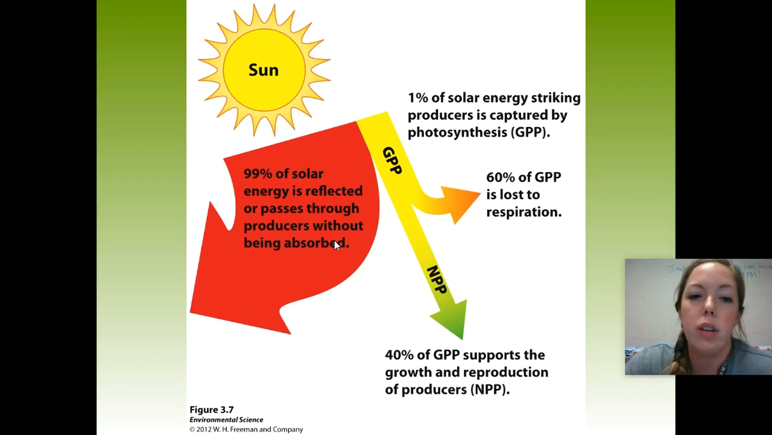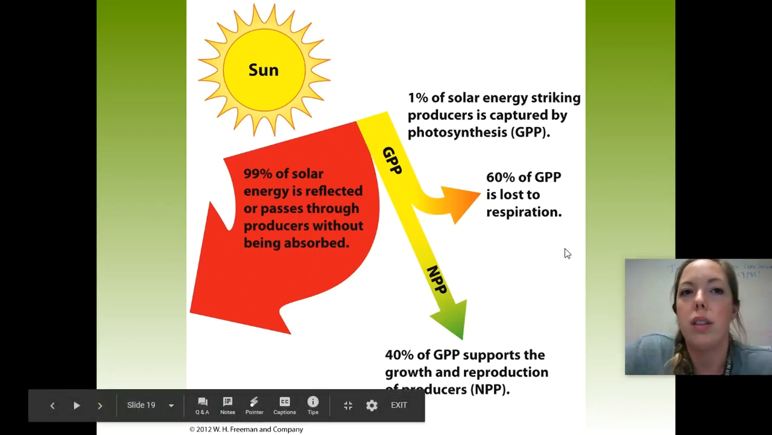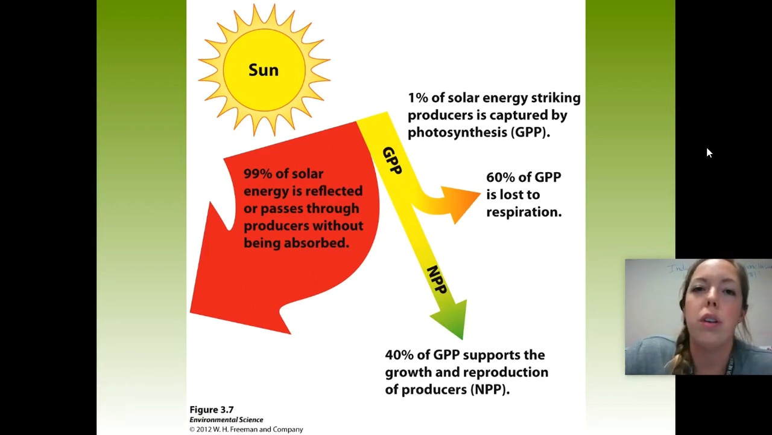Those wavelengths are either reflected or they're passed through their tissues, okay? So let's talk about this over here, right? The net primary productivity of ecosystems ranges from 25 to 50% of GPP, or it can be as little as 5% of the solar energy striking the plant. So obviously, based on these numbers, it takes a lot of energy to conduct photosynthesis.